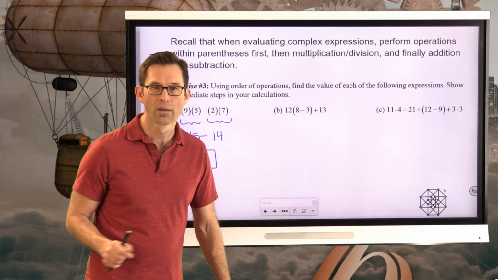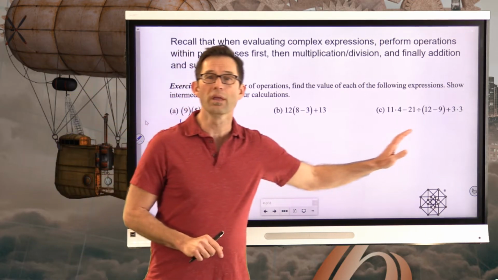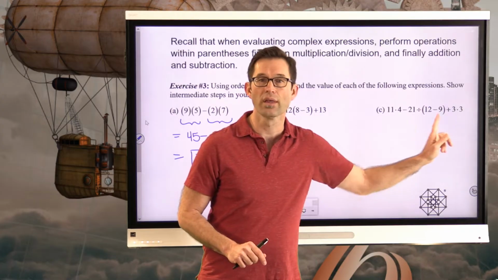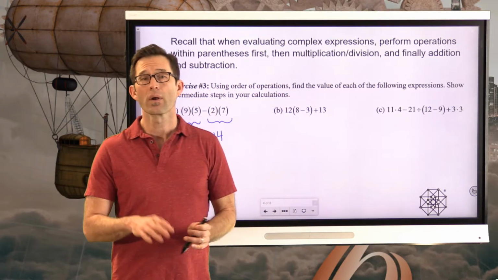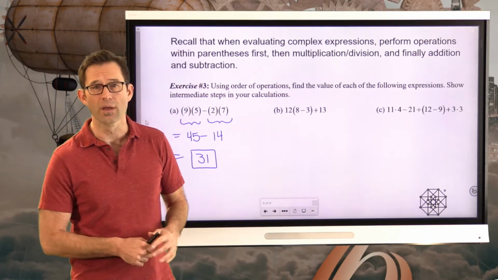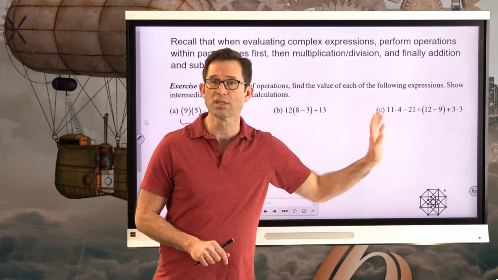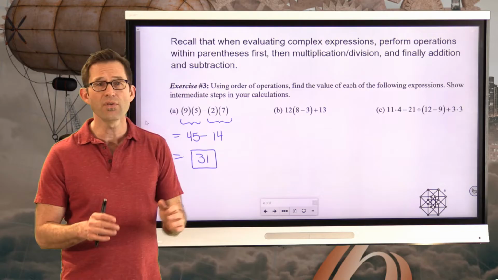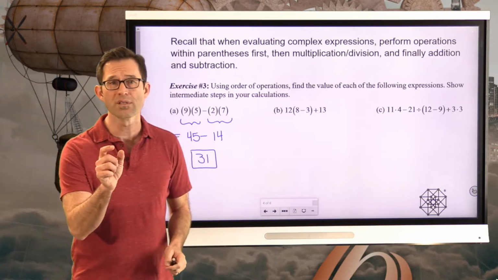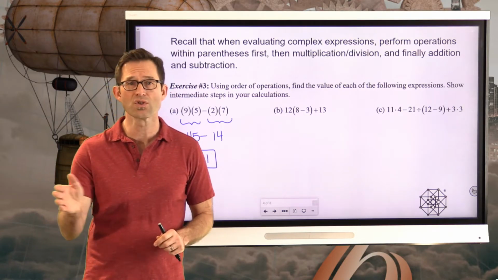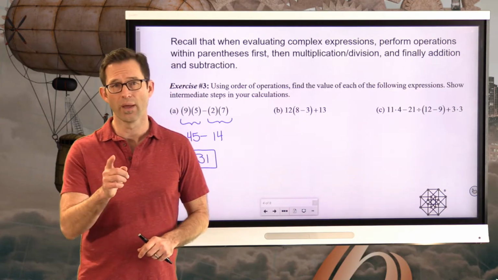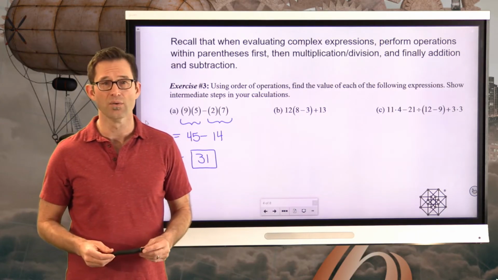All right. Now, in the case of letter B and letter C, we actually have some parentheses where there's some calculation going on inside of them. What I'd like you to do now is pause the video and see if you can work through both B and C. I know C might look a little daunting, but see if you can get through them. Again, parentheses first, then multiplication and division, left to right, then addition and subtraction, also left to right. Pause the video now and see what you can do.